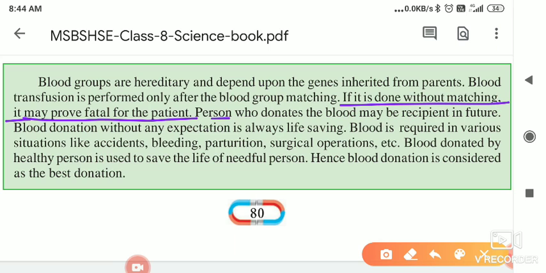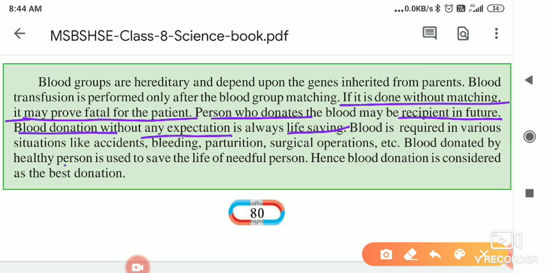Next, the person who donates blood may be a recipient in the future. The person who is donating may also face some problems in the future, and may be a recipient. Blood donation without any exception is always life saving.